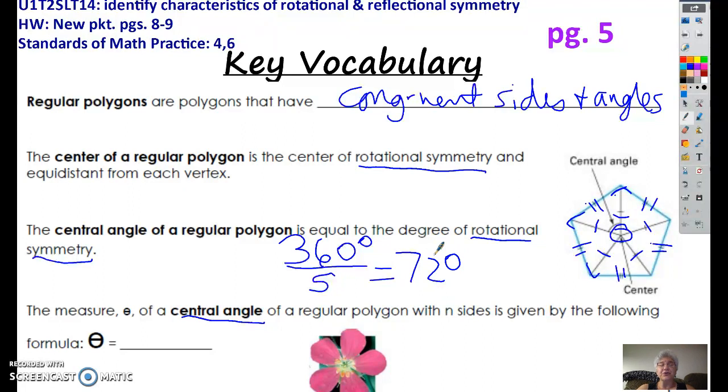So if I'm to do any central angle of a regular polygon with n sides, meaning it doesn't matter how many sides it has, I'm going to do 360 degrees divided by n, the number of sides. You can pause here if students need to write this down.